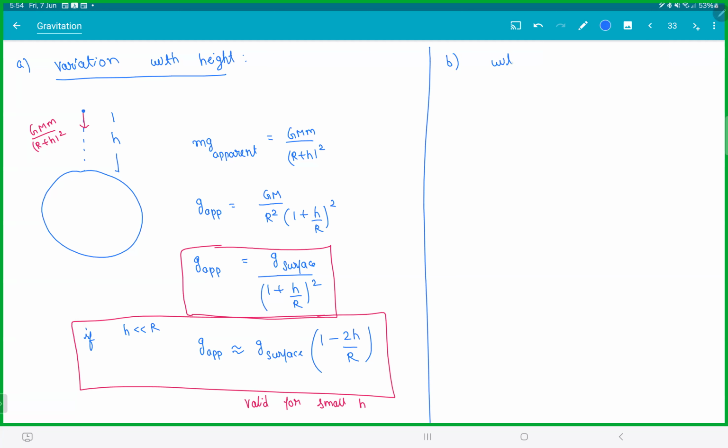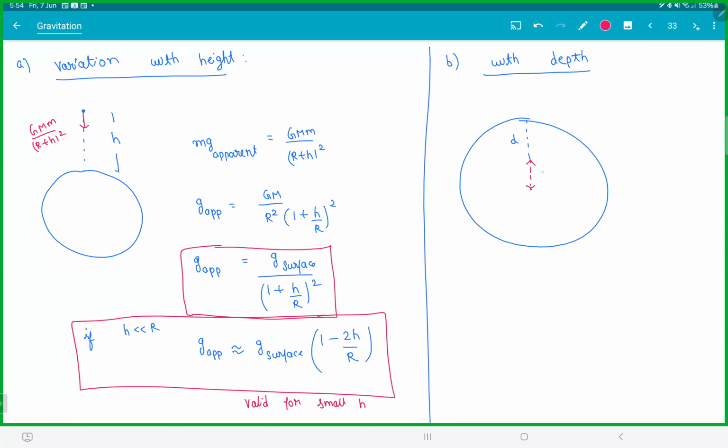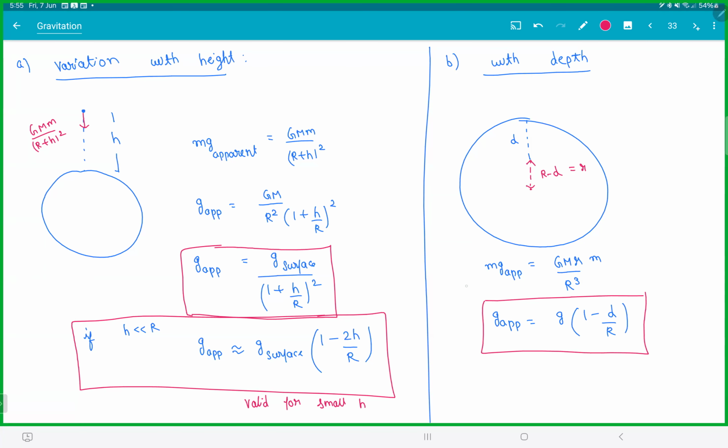Second thing, with depth. Again, same thing. If you go into the Earth, even then the gravity varies. If you have gone to depth d inside, that means from the center, this distance is r minus d, which is your small r. Then we know m into g apparent is nothing but the field, which is GM small r by r cube, that's the field inside a solid sphere, into mass m. If you substitute here, you end up with g apparent is g into small r, which is r minus d, so 1 minus d by r. There is no approximation here. It's a straightforward formula. It is a linear function. So the gravity actually drops linearly with the depth.